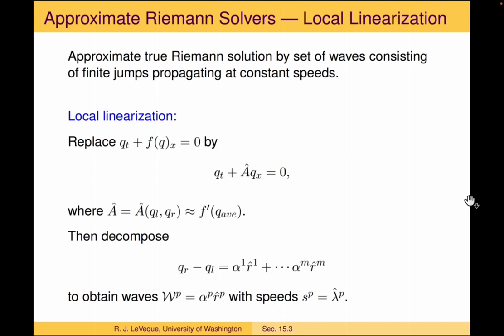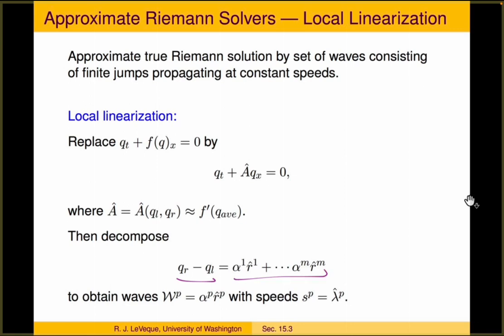And if we can easily compute the eigenvalues and eigenvectors of that matrix, then we can solve the Riemann problem approximately by simply taking our jump in Q and splitting it up as a linear combination of the eigenvectors of the matrix A hat. And define the waves then as those scaled eigenvectors. And for the speed, we'll use the corresponding eigenvalue of A hat.